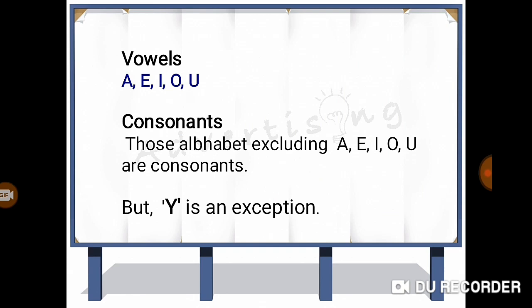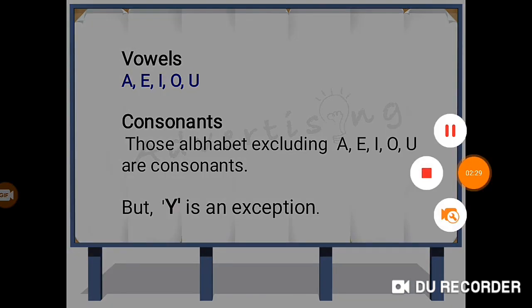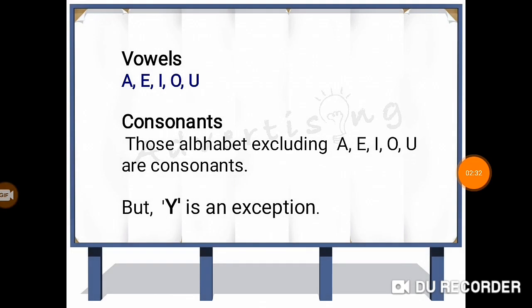Consonants: those alphabet letters excluding vowels are all consonants. But Y is an exception. Now you may have a question. Why is Y an exception? Yes, Y is an exception. It can be considered a semi-vowel. It can be regarded as both a vowel and a consonant because it is made in a similar way to a vowel but functions in contrast to vowels when used in words.